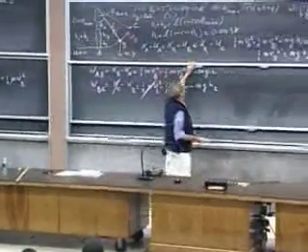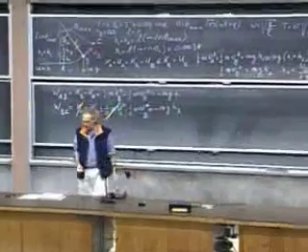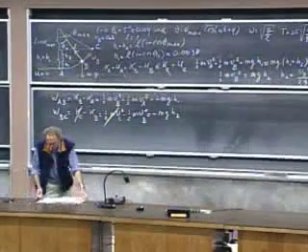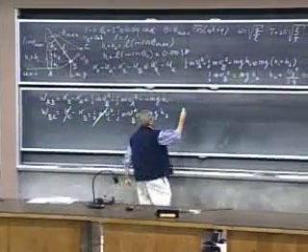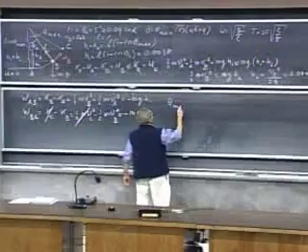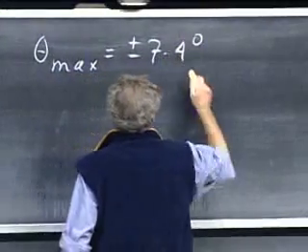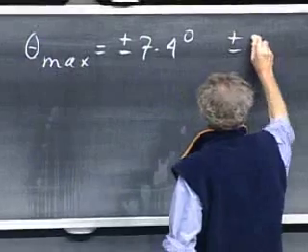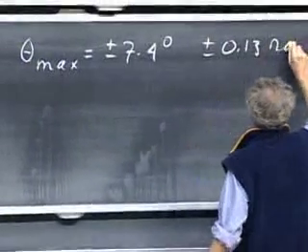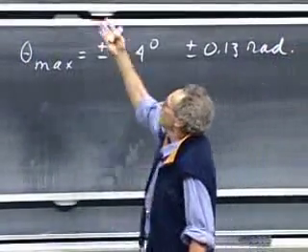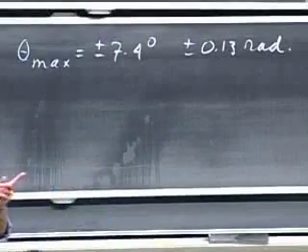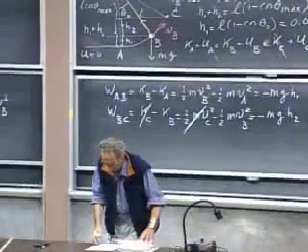And for those of you who want some numbers, I found that theta maximum was plus or minus 7.4 degrees. You always get two angles. And in radians, that would be plus or minus 0.13 radians. You know what the cosine of the angle is, so you always get two angles. There's nothing you can do about it.